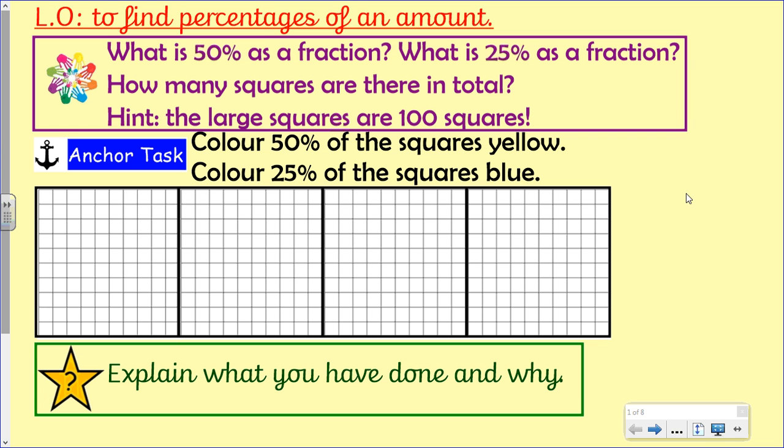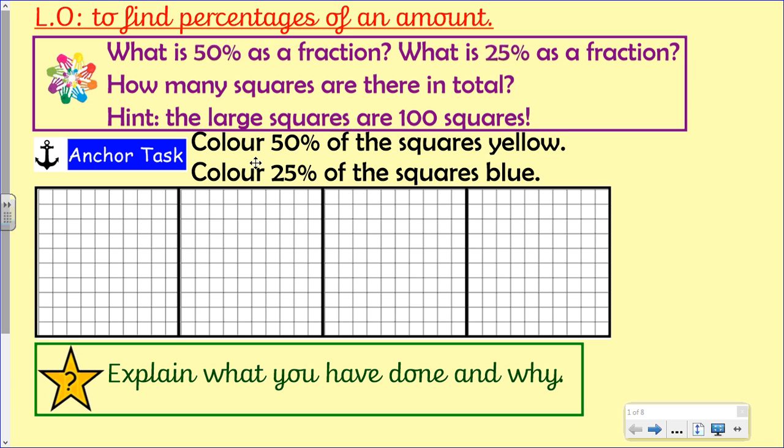Actually, just a quick explanation of the next 3 lessons. The next 3 lessons all have the same objective: to find percentages of an amount, okay? If you do miss any of the lessons, so if for some reason you can't do Monday's lesson on Monday, please do Monday's lesson before you go on to Tuesday and Wednesday. So the 3 lessons need to be done in order on whatever day you do them on. Okay. Right, so to this lesson then.